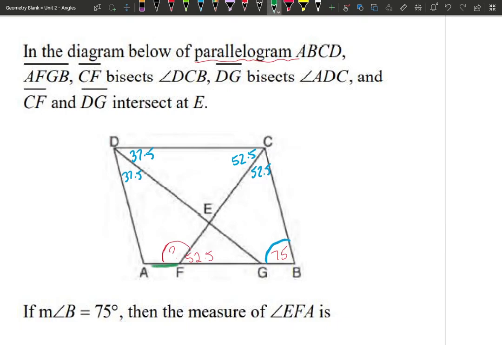These two angles form a straight angle. All right, so 52.5 subtracted from 180, and we have our final answer. 180 minus 52.5, and we get 127.5. So our final answer is 127.5 degrees.